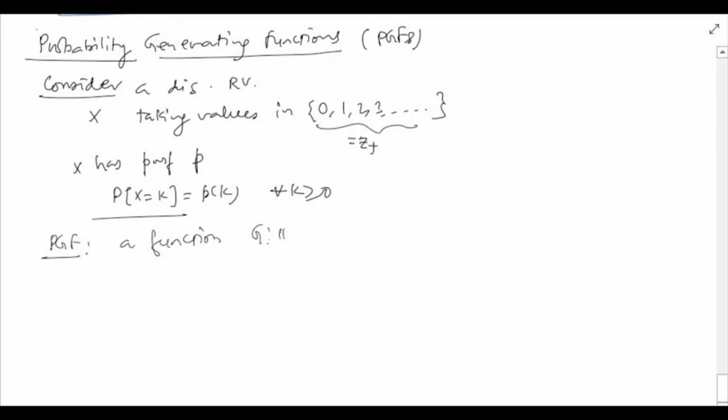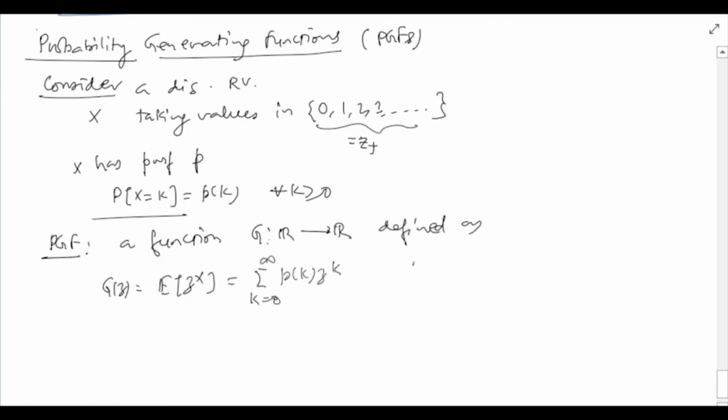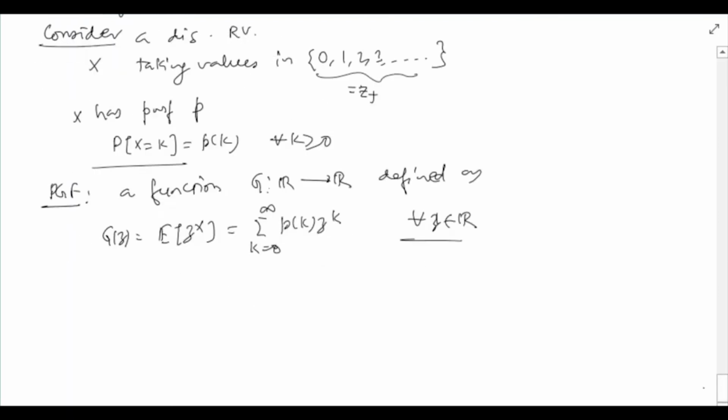Then the probability generating function of x, PGF, is a function g from R to R defined as follows. So g(z) is the expectation of z raised to x, that is, the sum over k equals 0 to infinity of pk z^k, and this is for all z in R. Okay. So this is how we define probability generating function.